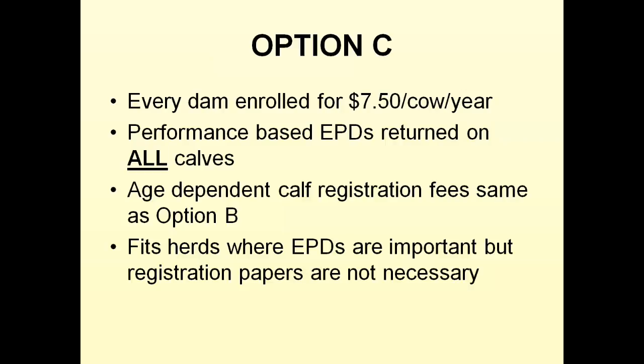So if having the piece of paper saying the calf is registered is not important to you, but seeing the numbers and the EPDs on the calves is, this is a great option for you to look at. And at $7.50 per cow, it's feasible for those of you who are just wanting to pay for your EPDs.